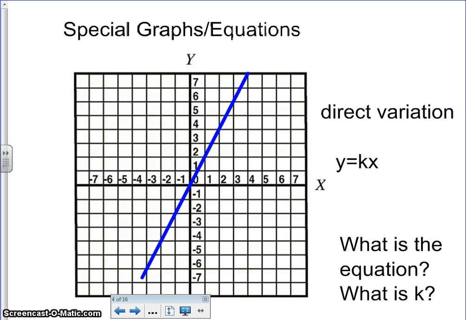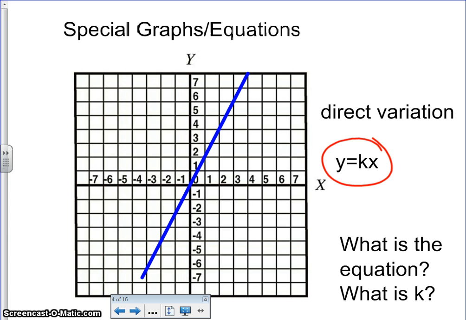Right here I've got one example of direct variation. Again, you can see that this graph goes through the origin and is a straight line. A direct variation graph is one that is of the form y equals kx. So k is going to be a constant, and it's also going to be the slope of the line when you get it in graphed form.